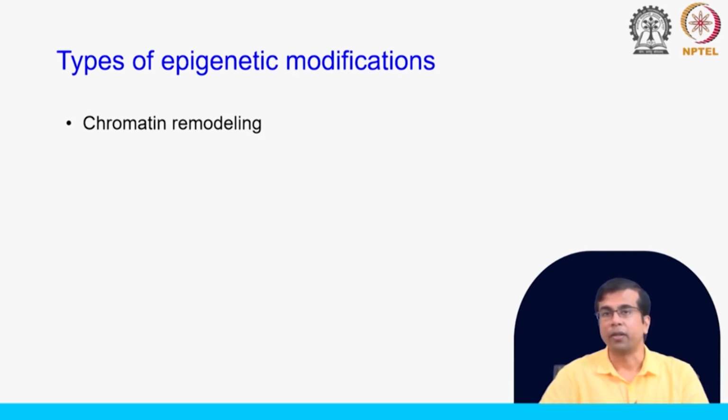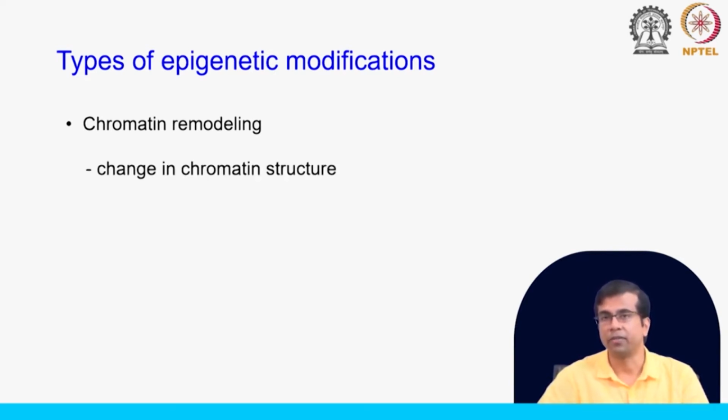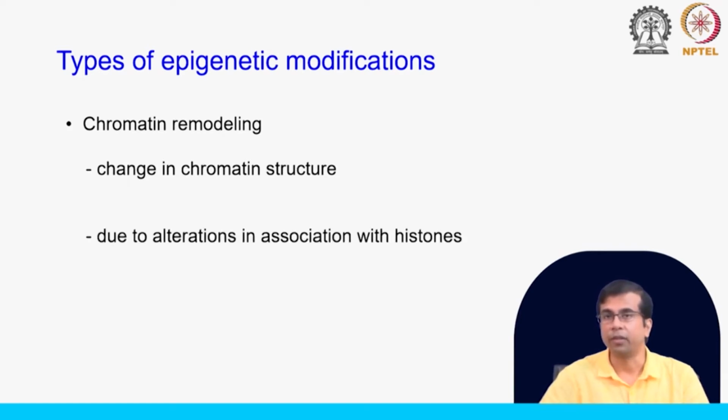You can also have something called chromatin remodeling. This means there is a change in the chromatin structure, and this is because of alterations in the association of DNA with histones. As I just told you, DNA wraps around histones. If you have changes in this association, if a histone is coming off from the DNA or a histone is going in and binding to the DNA, that will lead to a change in the chromatin structure. This is what we call chromatin remodeling.